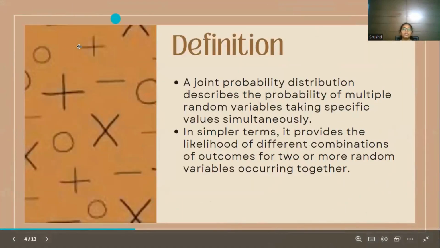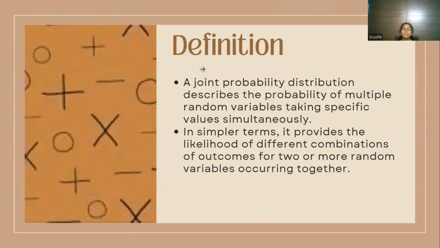Let's move on. Definition. A joint probability distribution describes the probability of multiple random variables taking specific values simultaneously. In simple terms, it provides the likelihood of different combinations of outcomes for two or more random variables occurring together.